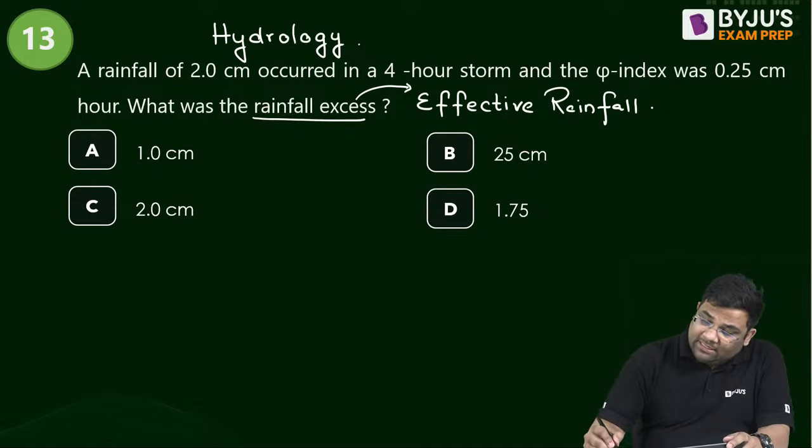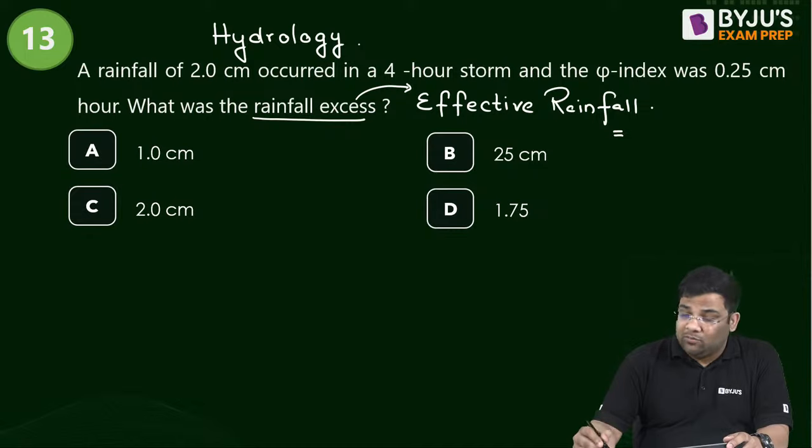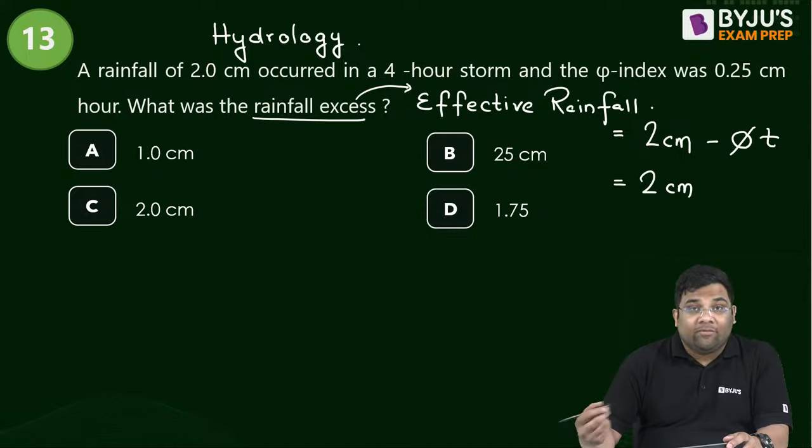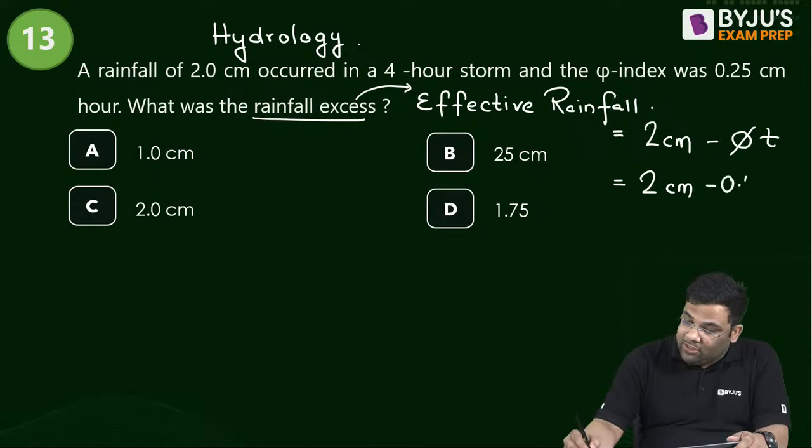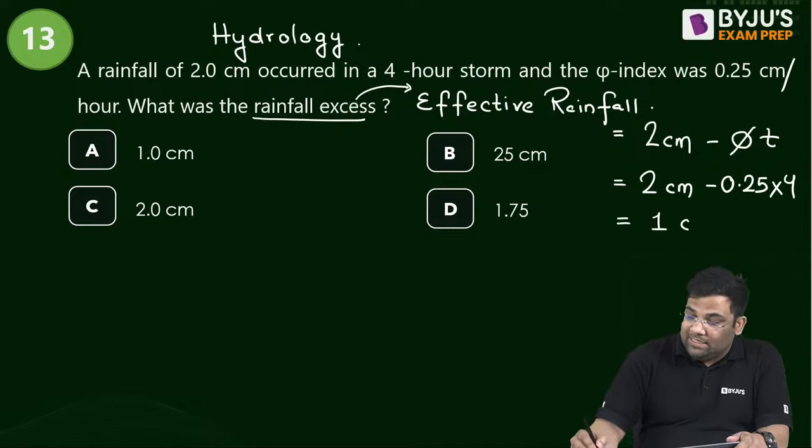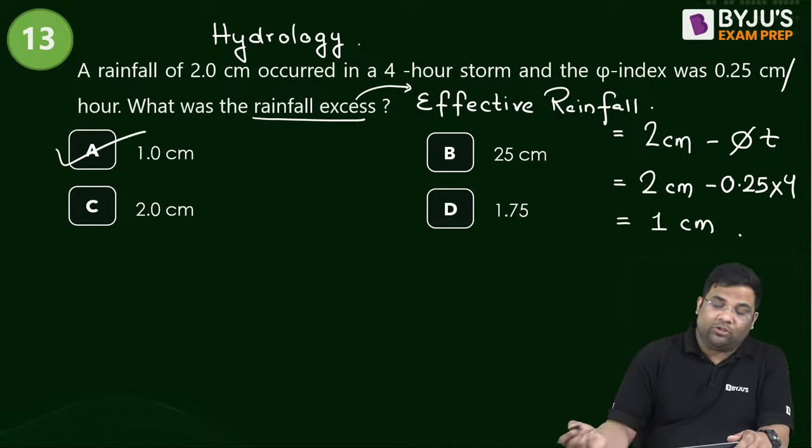You see, this excess rainfall or effective rainfall is the rainfall, which is 2 centimeter here, minus phi into t. The infiltration loss, phi, is the infiltration rate, or I can say phi index. That is given as 0.25 centimeter per hour, and the rainfall duration is 4 hours. This becomes 1 centimeter, a very straightforward question.